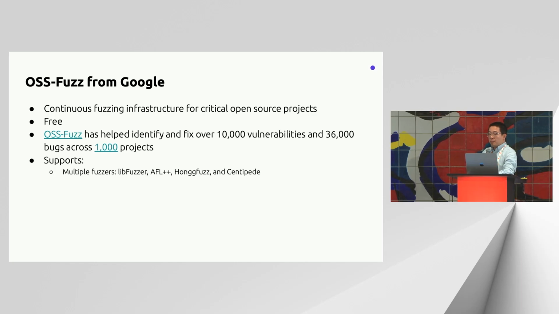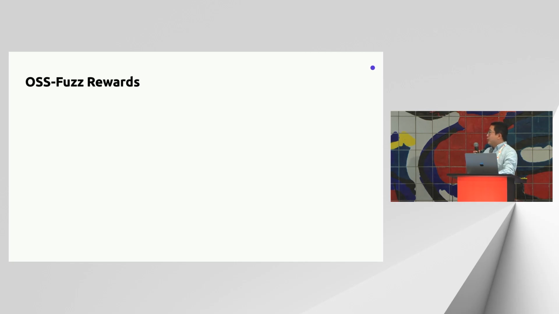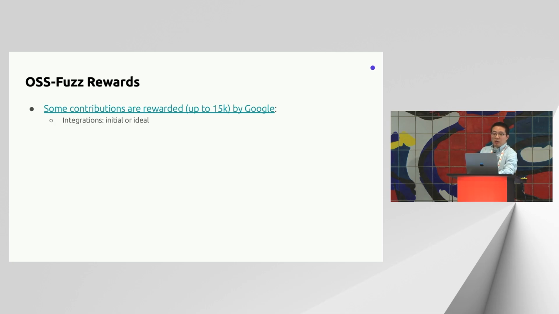So now it has grown beyond just C and C++. It can also detect bugs and vulnerabilities in memory-safe languages such as Go, Java, Python, Rust, and Swift. It should be fine. Don't worry. So we also want to reward people for their contribution to the community too. There are three main types of rewards we give to people: integration, coverage, and vulnerability.